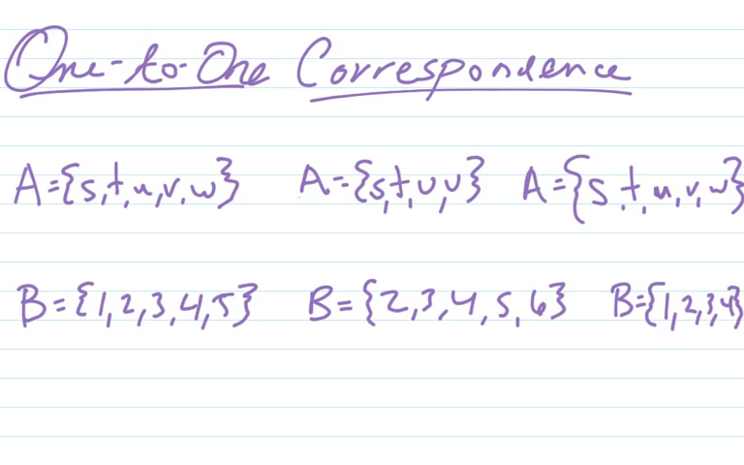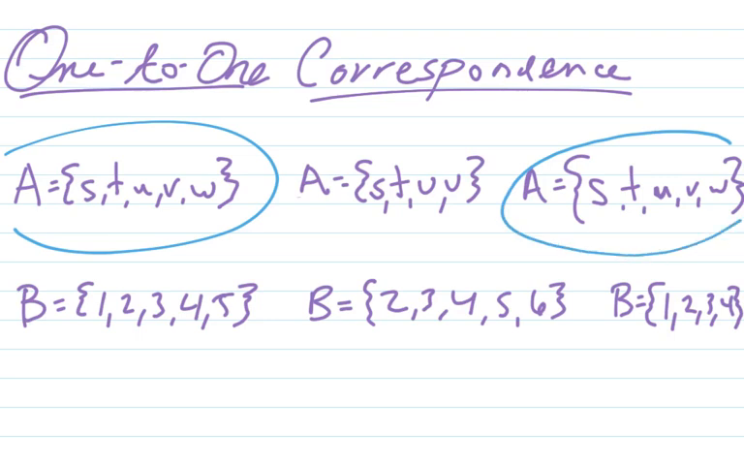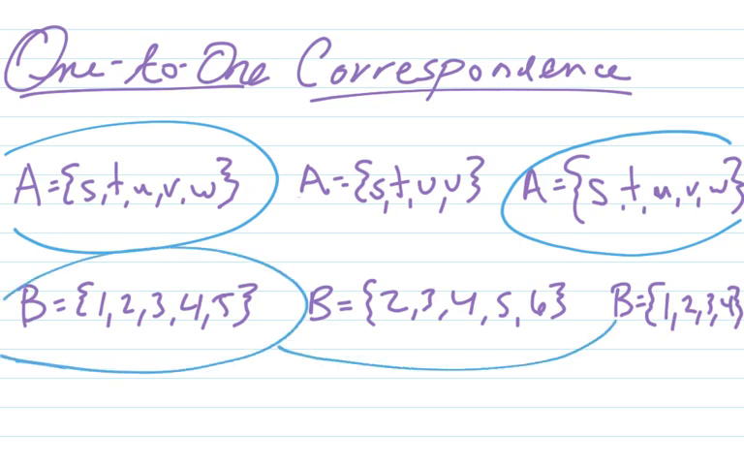So this first one has 5 elements, S, T, U, V, W. And this one also has S, T, U, V, W. These both have cardinality of 5. And so therefore they can be in one-to-one correspondence. But so can these. So all of these could have one-to-one correspondence.